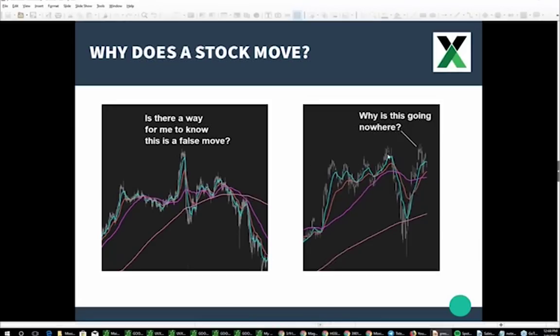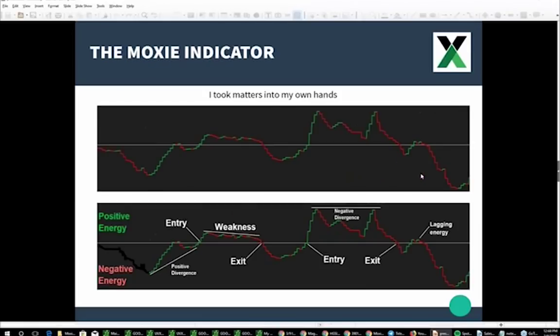And then what about this one? Came through the moving average, bounced off this one, made it on top of the other, but now it's going nowhere either. Like, why is this not doing anything? So I decided to take matters into my own hands.